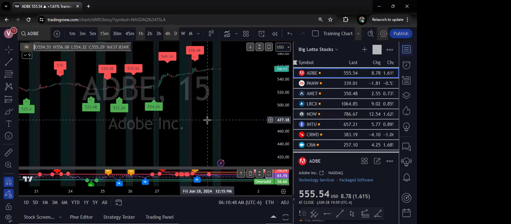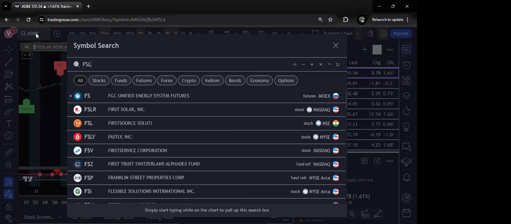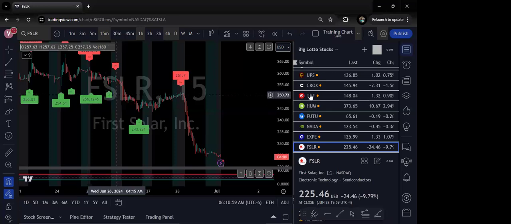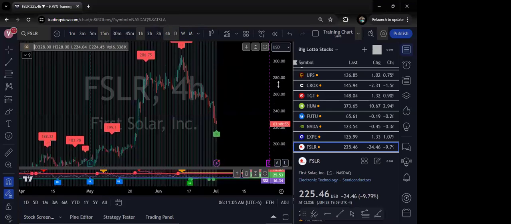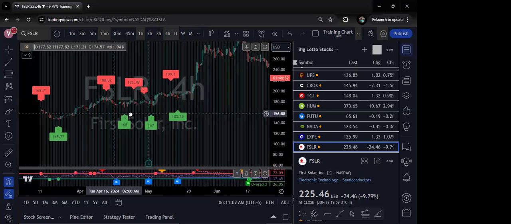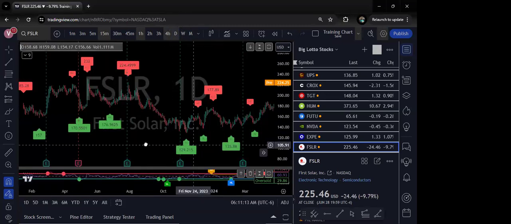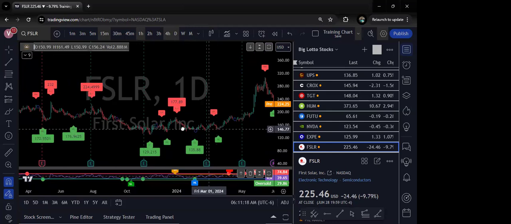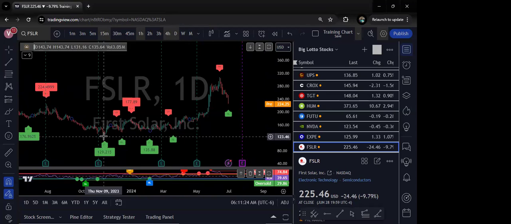Okay, so now if we look also at FSLR, this one had a huge drop after a failed bullish slingshot. So if you want to see the same concept, if you want to see where 50% is, okay, so if you go to daily, we came from 129, then it went all the way to 306. So this 129 is your lowest price.